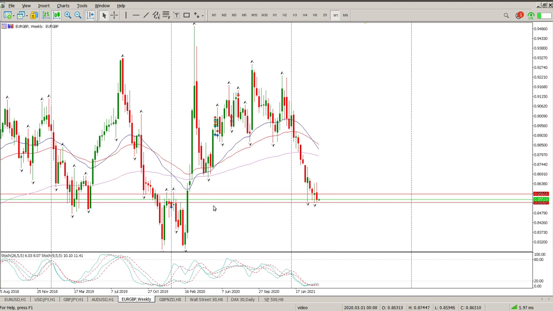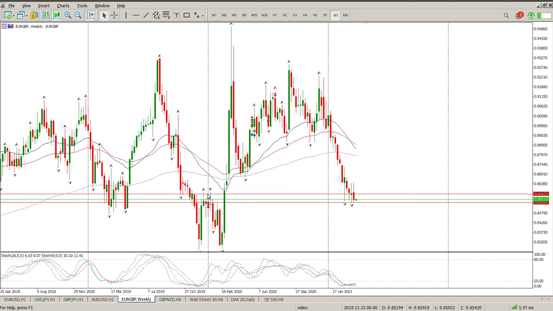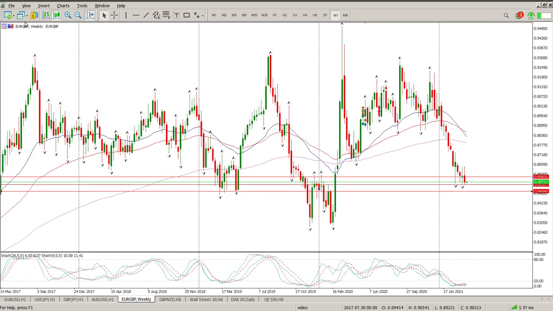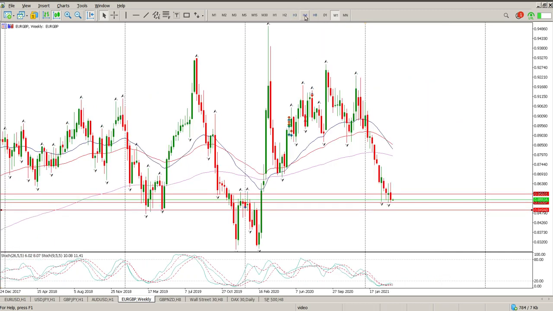You can see there's a massive area of support here on the weekly, and look at this. I would expect us to start finding support somewhere along the line. To be honest, this is the range that it trades in on the weekly, so we are at the bottom of the weekly range. So I'd expect buyers to be stepping in somewhere along the line.